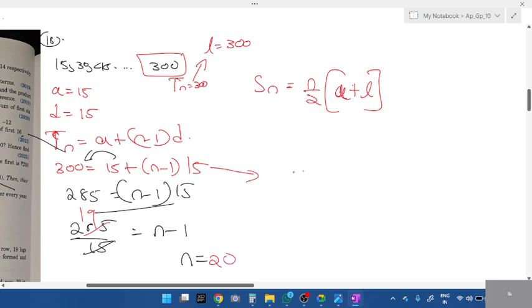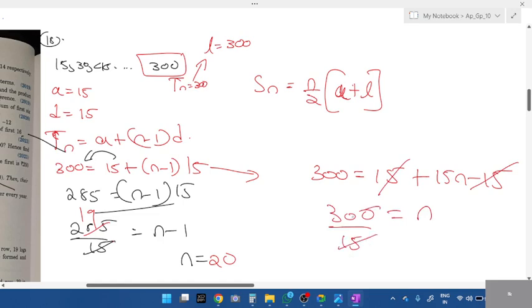See, if you open the bracket, you'll have 300. Whichever you feel easy, you can do it. 15n minus 15. These two get cancelled. N is equal, very good. N is equals to 300 divided by 15. N is equals to 20.